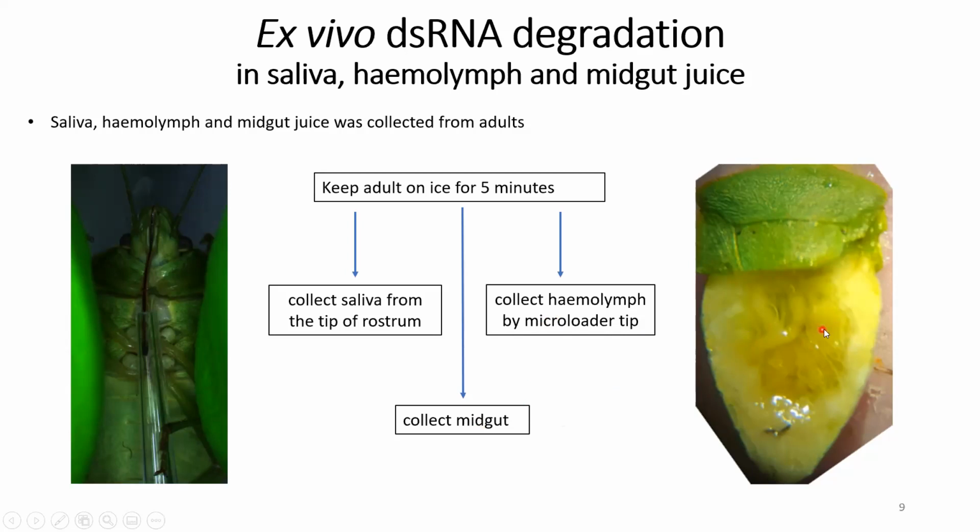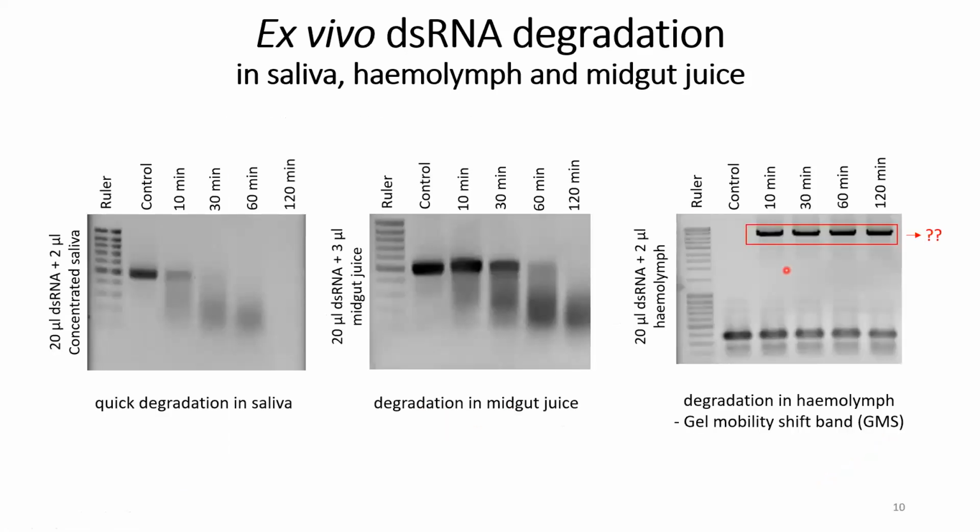And for hemolymph, it was directly collected by the microloader. And for midgut, the midgut was isolated from here and then centrifuged at a lower speed, and the supernatant was used for the ex vivo degradation assay. Then the dsRNA was incubated in the body fluid and then run on the gel after intervals of time.